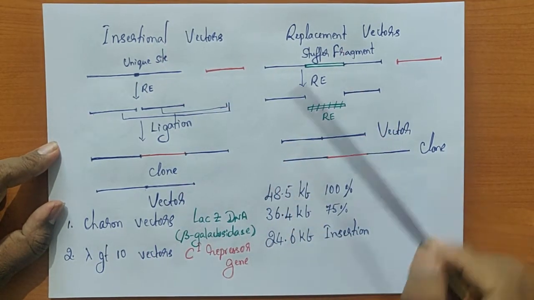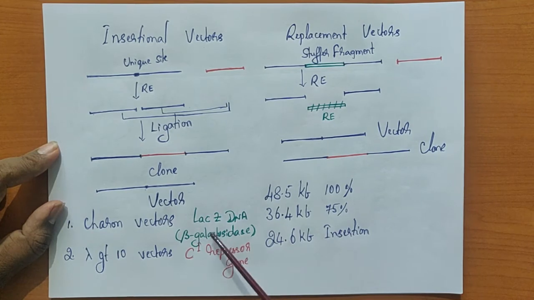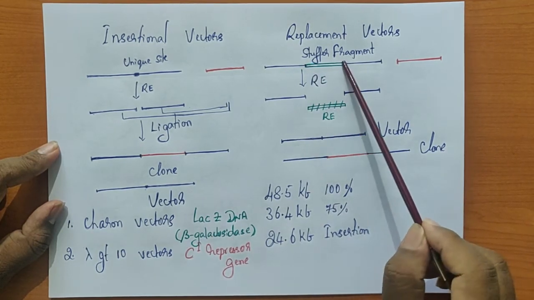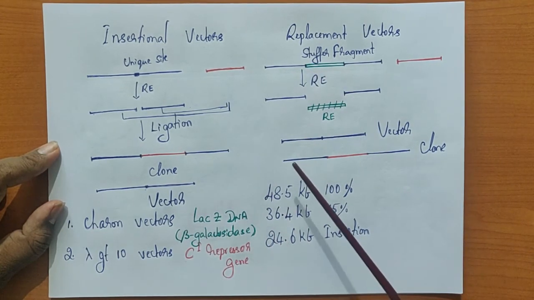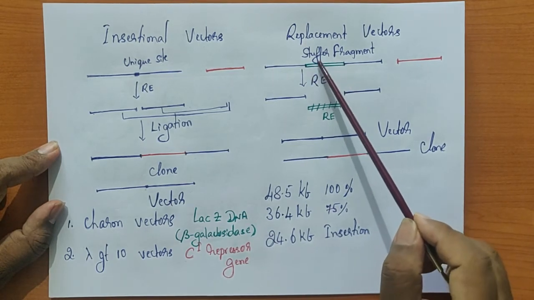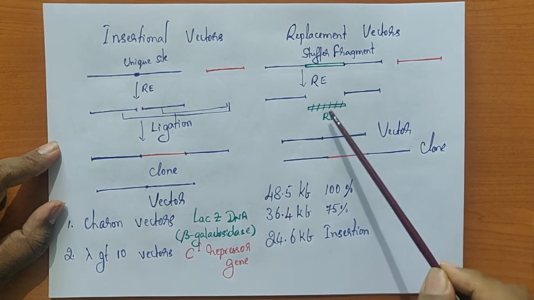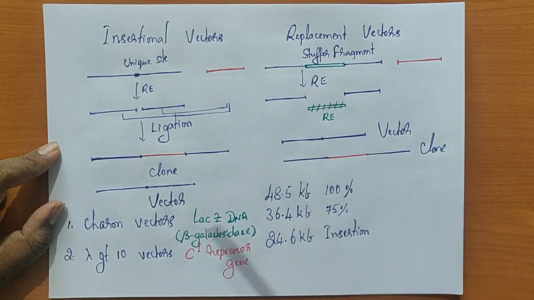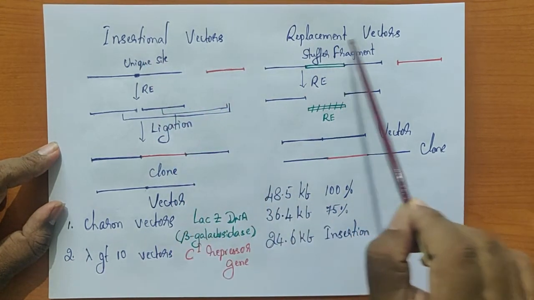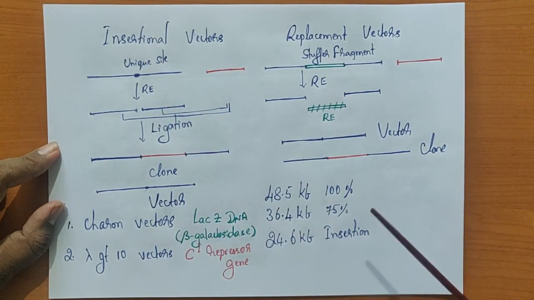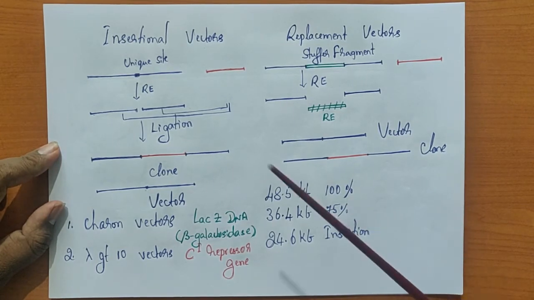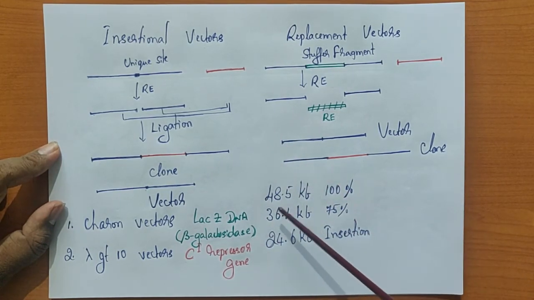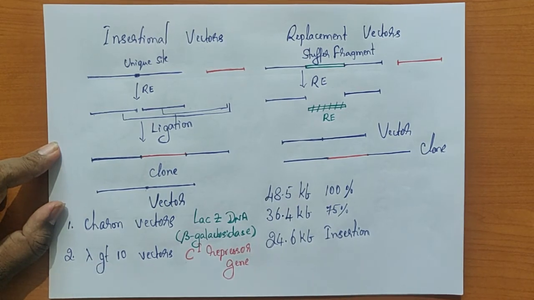In the case of a replacement vector, what the Charon vectors use is that in the stuffer fragment we are going to have a full length lacZ DNA. This lacZ DNA is going to be replaced by the DNA of our choice. So in Charon vectors, whether insertional or replacement vector, lacZ DNA is used for the clonal selection. Now another group also developed one more set of vectors. They called them lambda gt10 vectors.